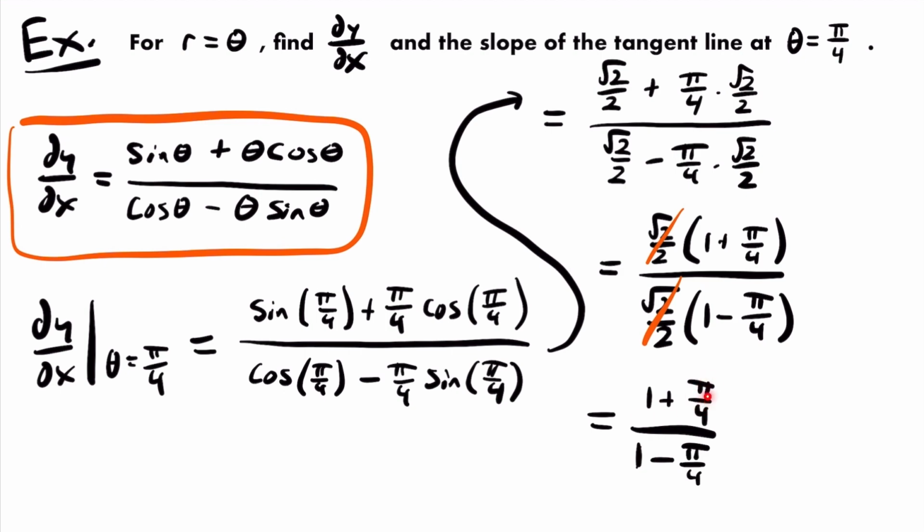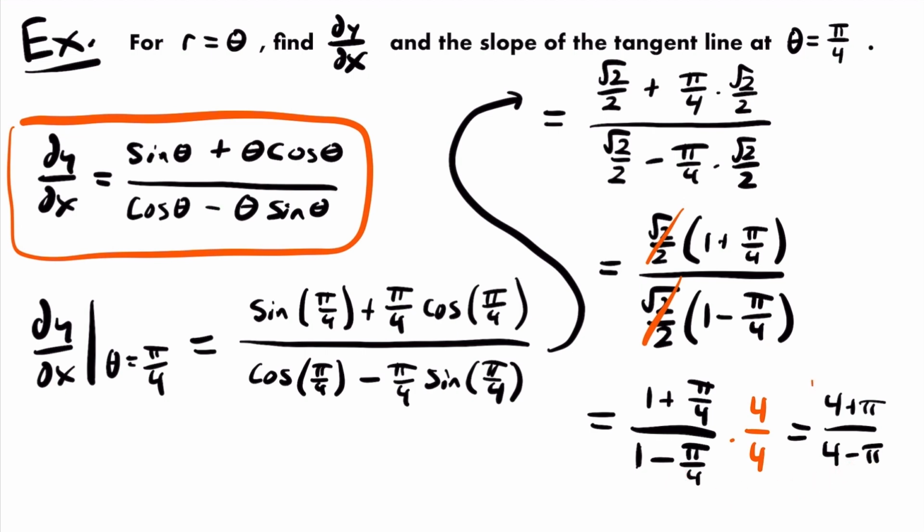Instead of having this fraction in the numerator and denominator, if we multiply this by a form of 1, of 4 divided by 4, that will cancel out with this 4 in the denominator here, and we'll have a much nicer answer of 4 plus pi divided by 4 minus pi. All right, 4 times 1 is 4, 4 times pi divided by 4 is pi, and 4 times 1 is 4, and 4 times negative pi divided by 4 is negative pi.